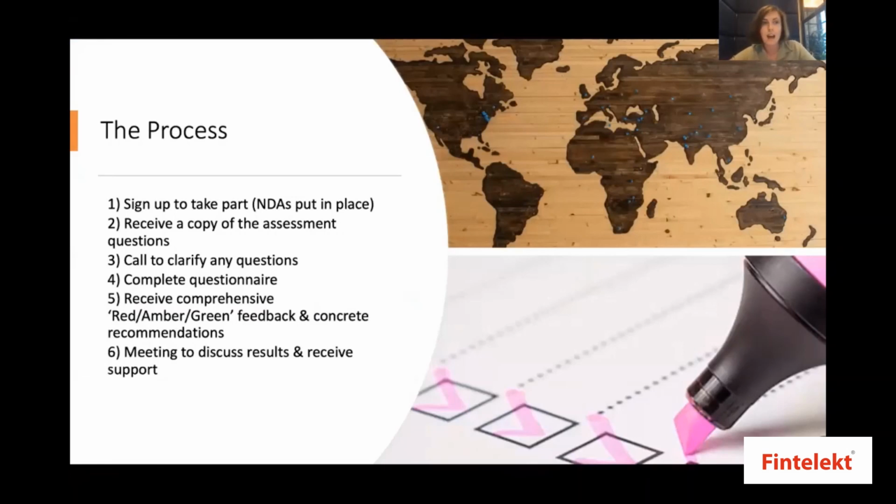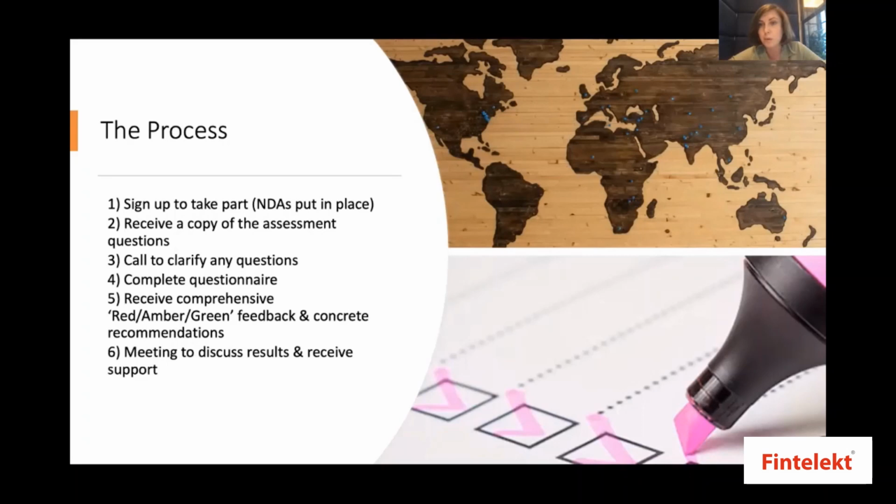So finally, hopefully you are inspired to join the baseline assessment. Just to recap on the process. Once you sign up or volunteer to take part, we of course will put all of the necessary NDAs in place as needed. We work a lot with private sector companies across industries. We're very used to handling very sensitive information. We will provide you with a copy of the assessment questions and are happy to have a call at any time to clarify any of the questions or answer any of your own questions back.